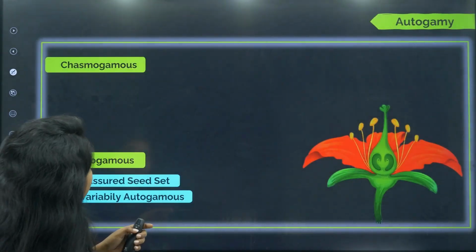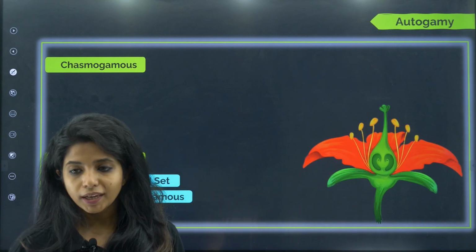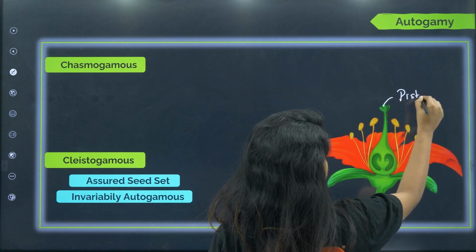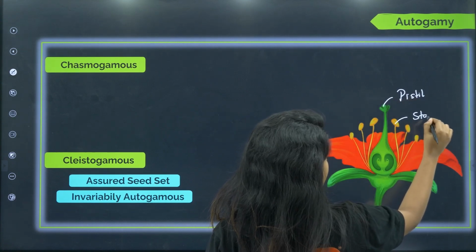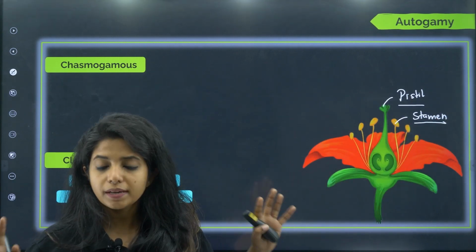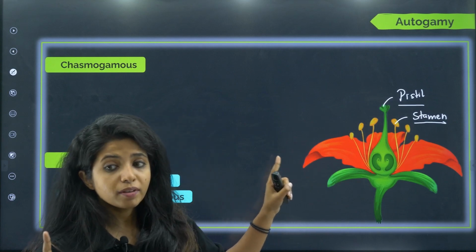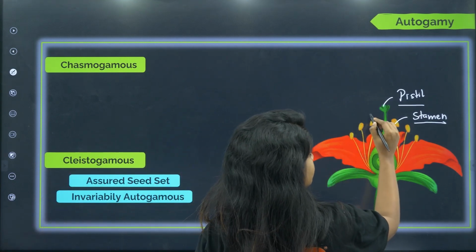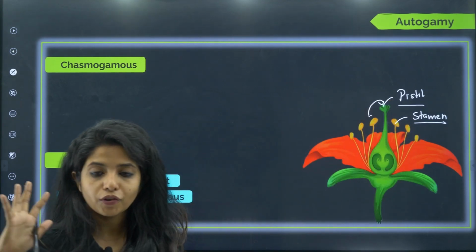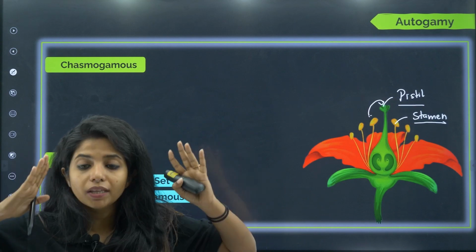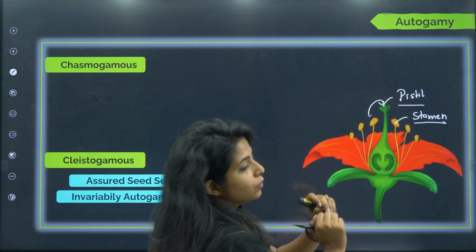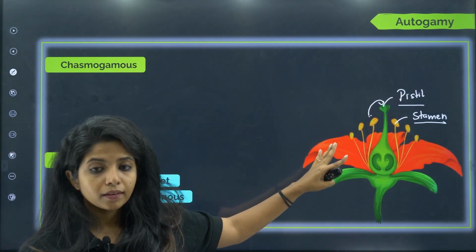What do you mean by that? Basically, if you see this particular plant, this flower has both the pistil as well as the stamen. Do you think it will always show autogamy? Basically, no. Autogamy is when the pollen of the same flower lands on the stigma of the same flower. Everything is happening in the same flower. But a flower which is bloomed like this, showing off pistil and stamen, do you think it will just show autogamy? I don't think so.